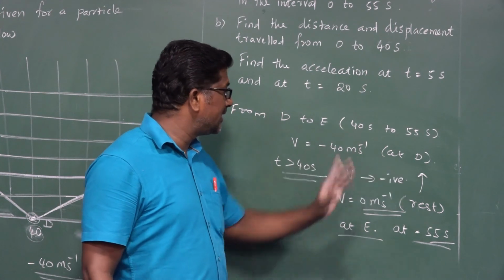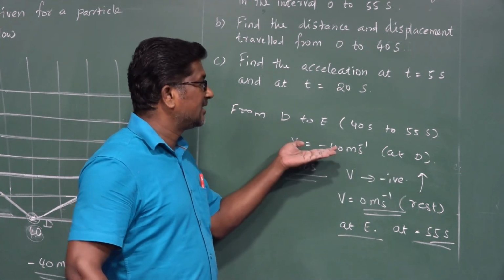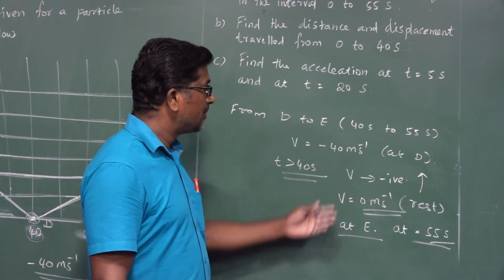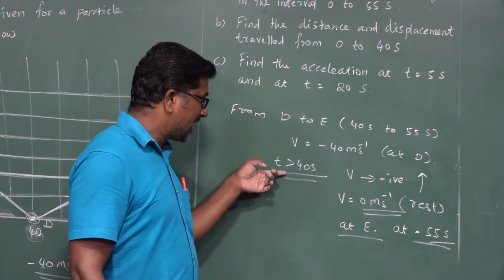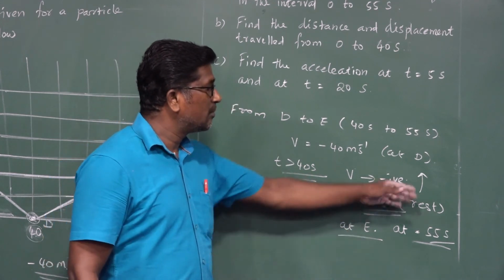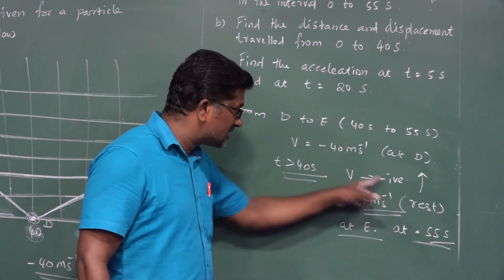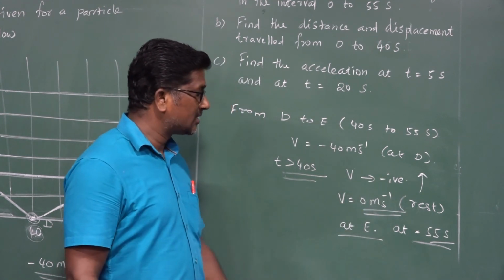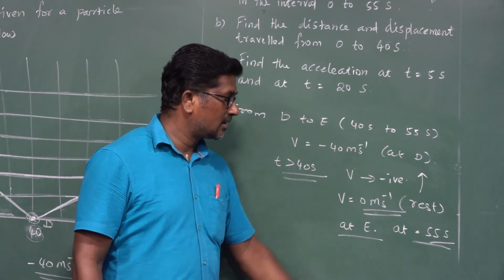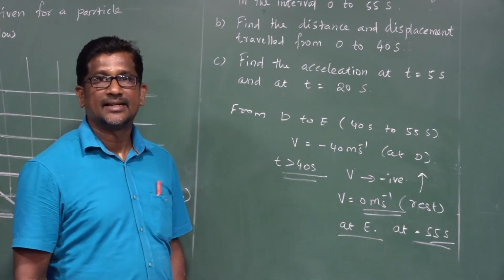But at the point D, the particle velocity is negative maximum, that is minus 40 meter second power minus 1. If the time value is greater than 40 seconds, the particle velocity is still negative but increases, and reaches the maximum value, that is 0 meter second power minus 1. That is, the particle comes to rest at the point E or at the time t is equal to 55 seconds.